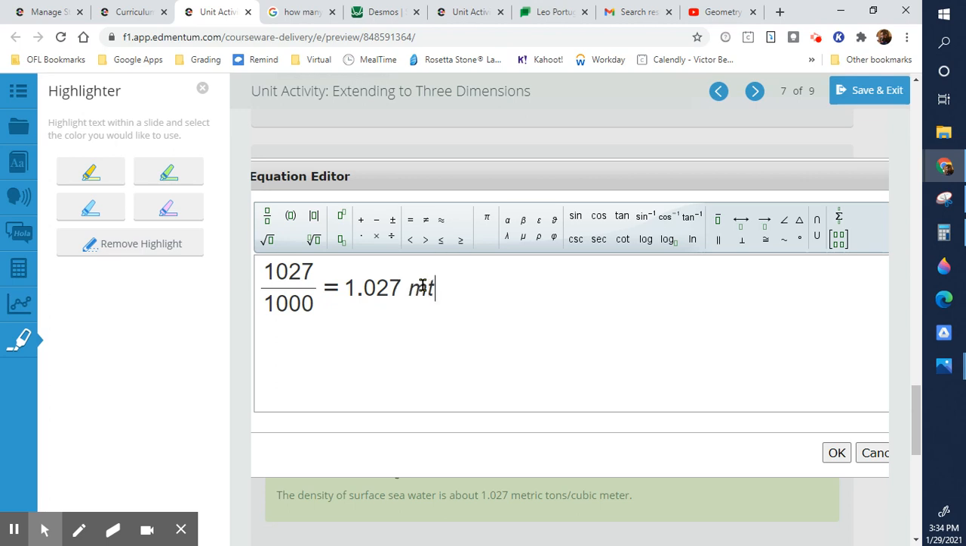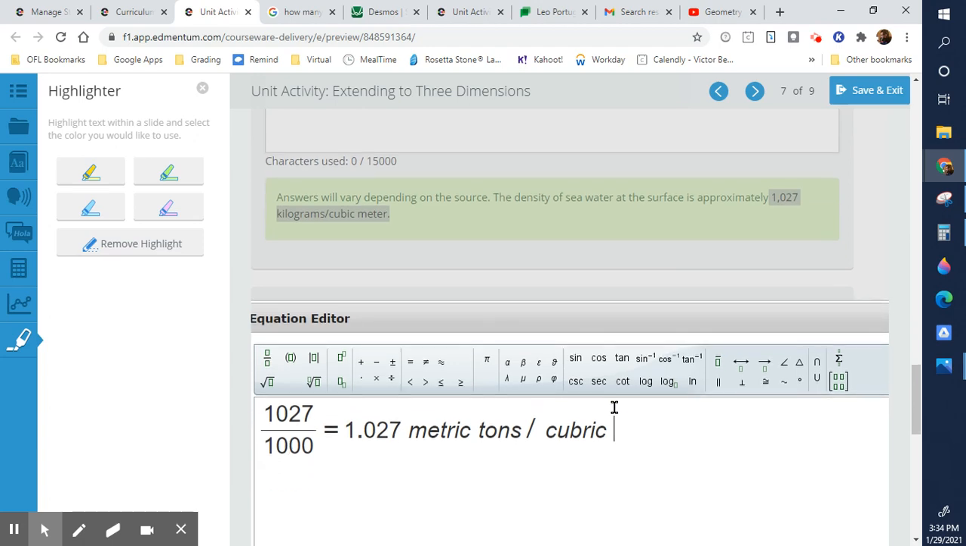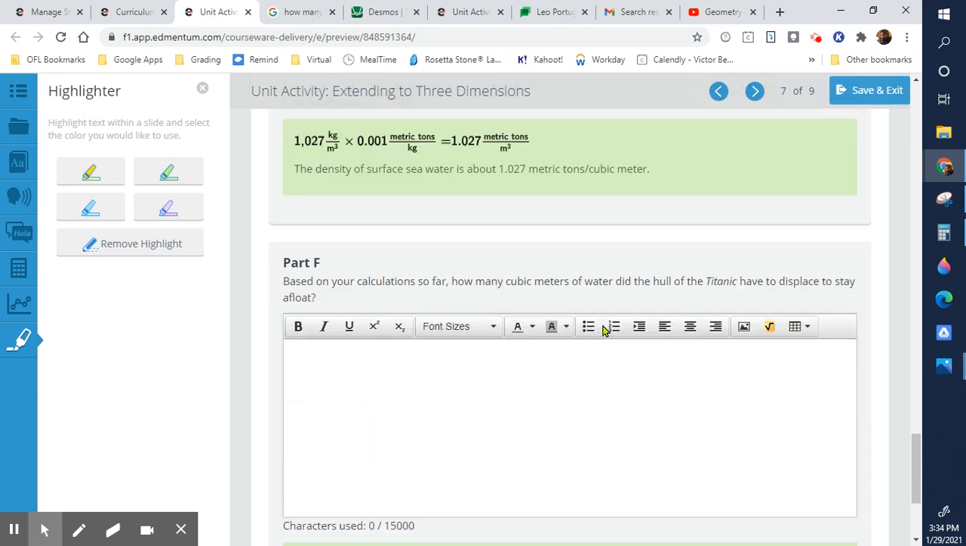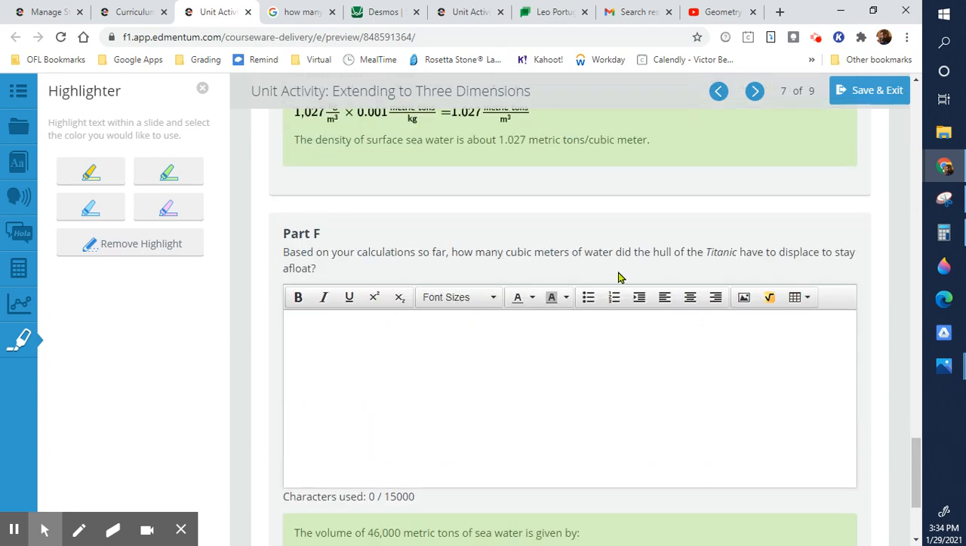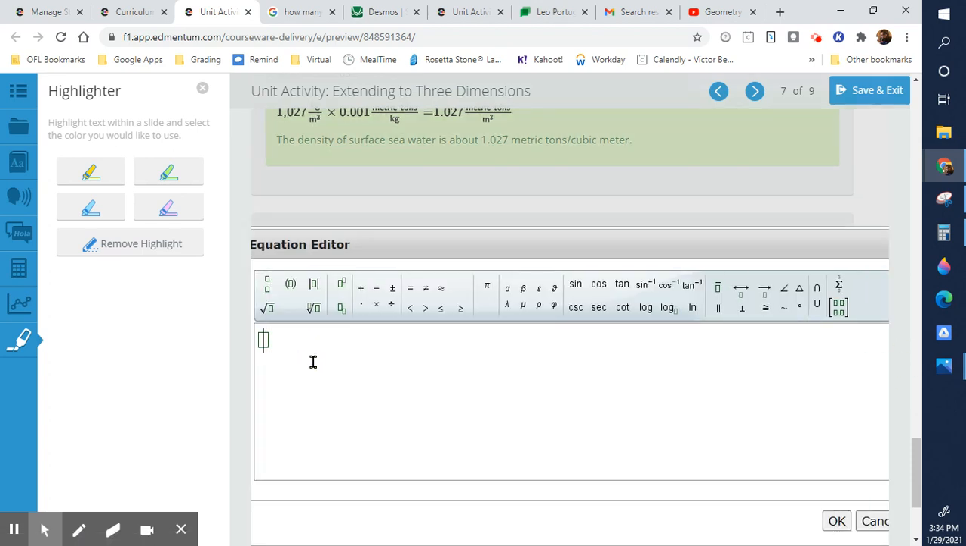metric tons divided by cubic meter. All right. So based on your calculations, how many metric tons did the water displace? So here we're going to use that formula, density, also known as P. Density equals mass over volume.